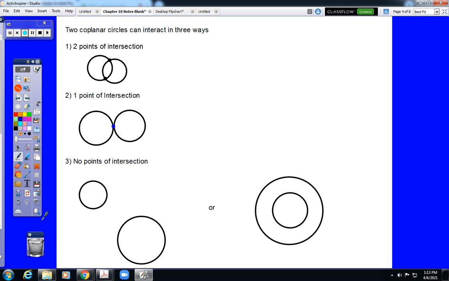Or they could not intersect at all, which there's two different ways that can happen. They can either be completely separate or one can be completely inside of the other one. Those may or may not be concentric. The point is, one circle's entirely inside the other. They do not intersect. I don't really have much to add to this slide. Any questions before we move forward? 0, 1, or 2 points of intersection are possible.